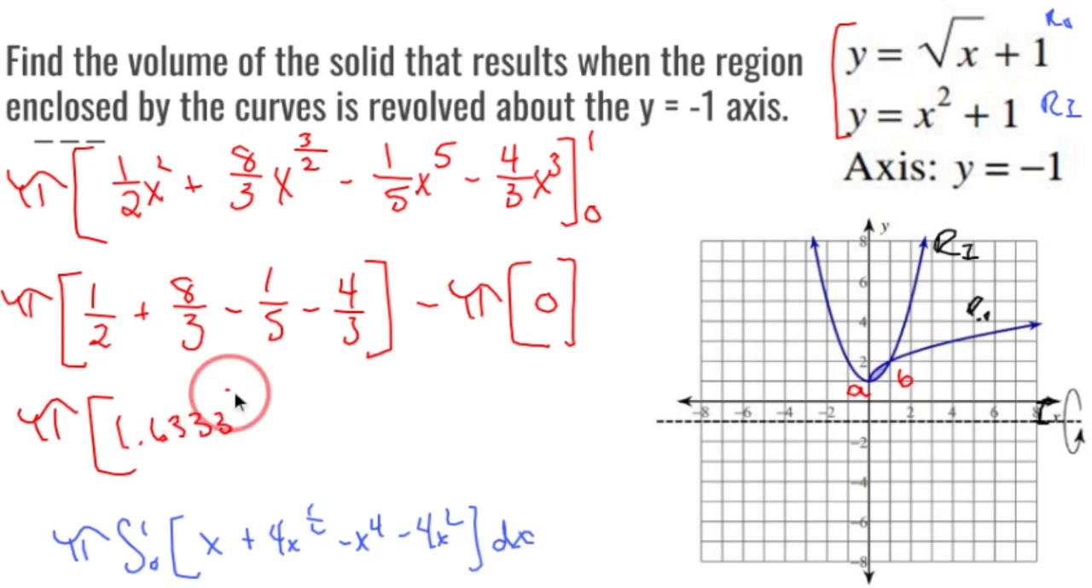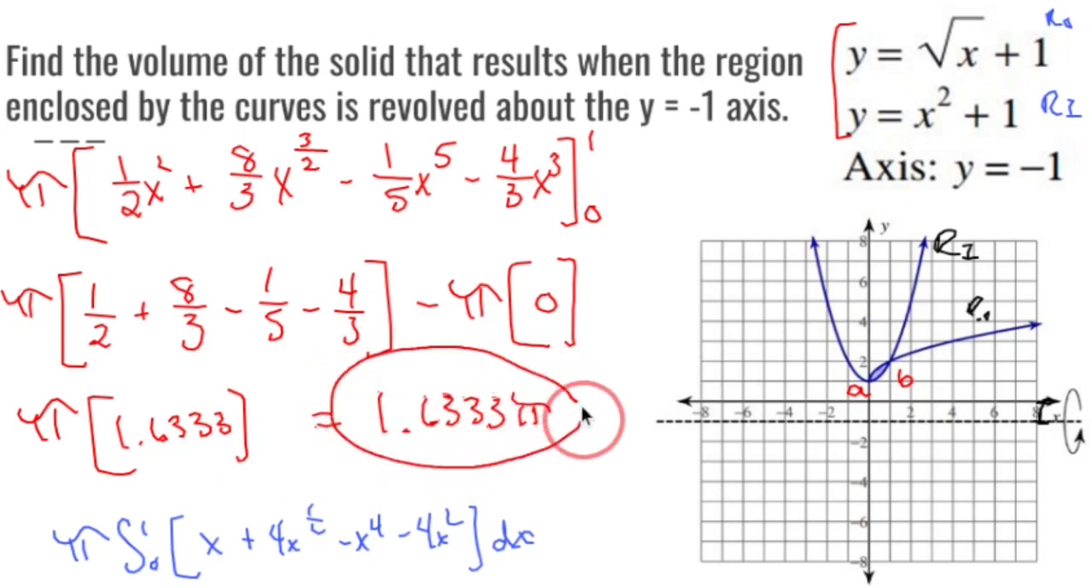1.6333 times pi is going to be 1.6333 pi. So that is the volume of a washer bowl thingy spun around an axis that is not the x-axis. Very tricky problem. Tons of fun, though.